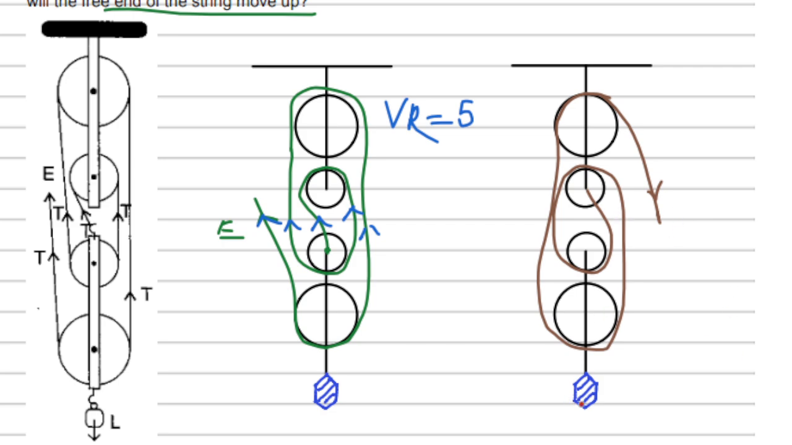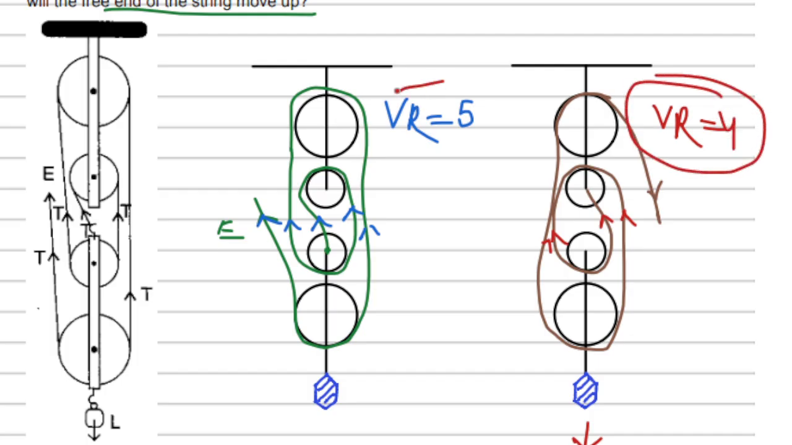Now think about how many strings this load is supported by. If you see, one is upwards here, one is upwards here, two, three, 4. In this case, our effort is not supporting the load. That is why in this case VR is equal to 4. This is a major confusion. So that's why I thought it would be better to clear it right here. If we are pulling upwards, we are also supporting the load. So the velocity ratio will be more.